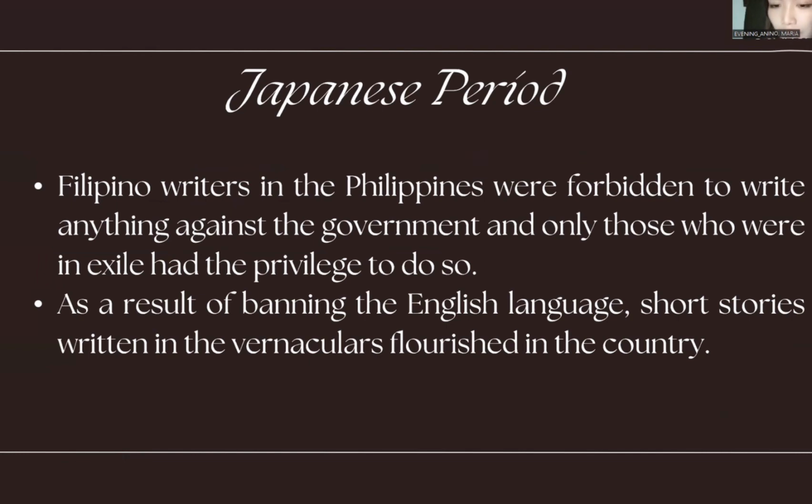Okay, so let's now have another story time about the Japanese occupation. So this happened during the time called World War II. Now these Japanese people stayed for a bit. And when they did, they had some rules about what people could write and talk about. So during this time, Filipino writers in the Philippines couldn't really write anything against the government. It was like having rules as to what stories to write and what words you could use. So only those who went away, like going on a long journey, had a chance to write freely.